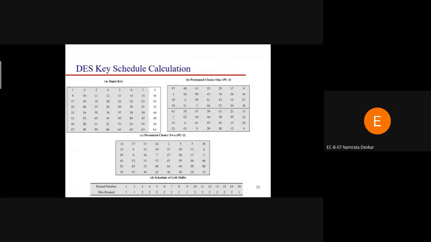Our input key is of 64 bits, so we have to discard 8 bits. Here in this table, we discard a total of 8 bits, which will be shown by white color. It is called the original input key, which consists of 56 bits. After that, by using permuted choice 1, these 56 bits are divided into two equal parts, one of 28 bits and another of 28 bits. And after that, we can shift the bits. Now, how to shift the bits?